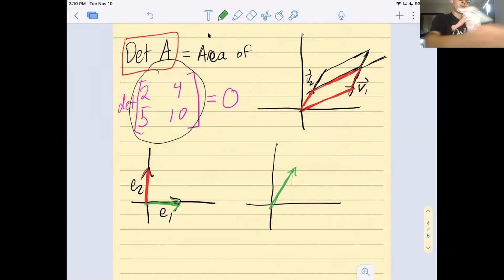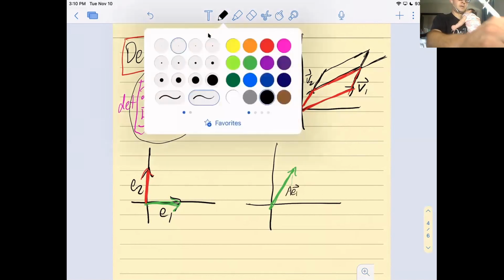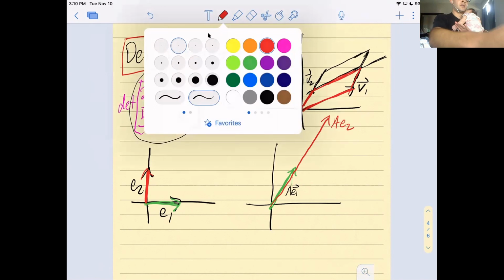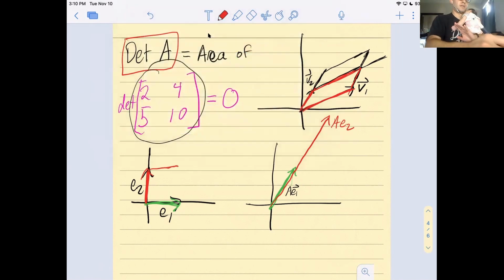I'm going to write it here, AE1. And then AE2 gets moved to 4, 10, which points all the way up here. Can you describe the transformation that would move the green arrow there and the red arrow there? Can you visualize what happens? Imagine there are little screws on the XY grid, like little hinges at every point. You can stretch them vertically and horizontally, but you can also squeeze them together. Can you see what happens to this grid?